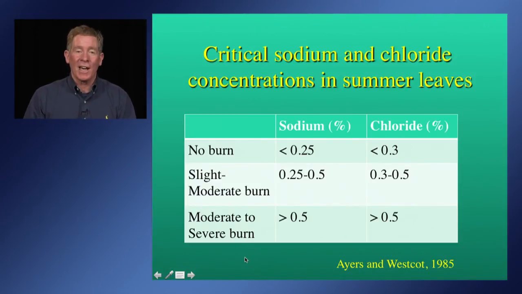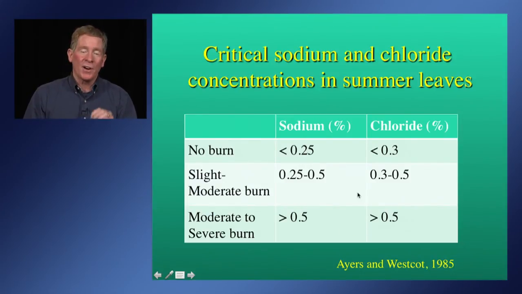If you take these leaf samples back to get analyzed, and the sodium and chloride concentrations are less than 0.25% for the sodium and less than 0.3% for the chloride, expressed on a dry weight basis, then typically you don't see much burning occurring in the orchards. You start getting slight to moderate burns when you see the values start edging up from 0.25 to 0.5%. And then once they exceed 0.5, you can have moderate to very severe burn.